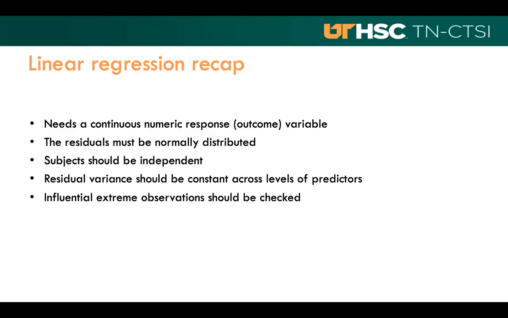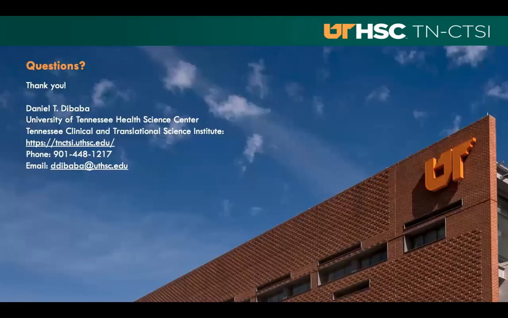So the subjects or the observations should be independent, and the residual variance should be constant across all levels of the predictor variables. And we have to check for influential extreme observations, and if there are outliers or extreme observations, we have to make sure that those observations are actually valid. And we have to make a decision whether to retain those in our analysis or drop them from the analysis.